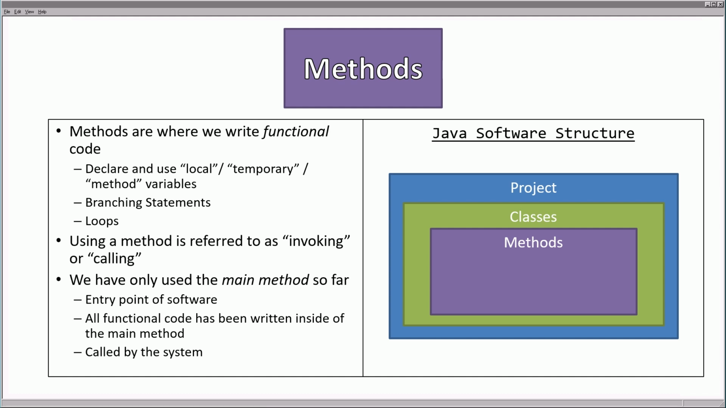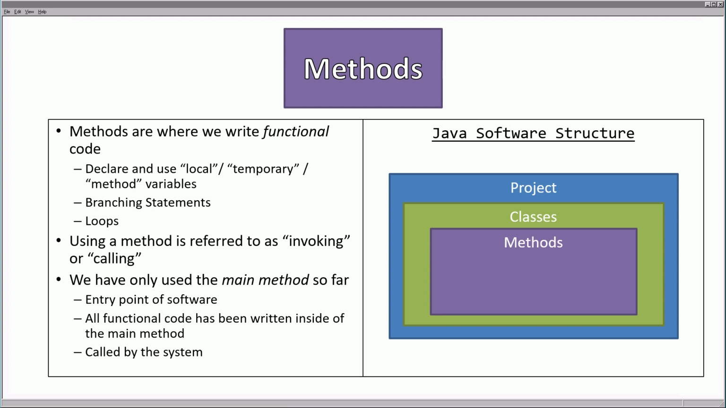Now, methods are where we write functional code, and some of that involves where we declare and use variables such as local, temporary, or method variables, which are basically the same idea. This also goes true for branching statements and loops. Essentially, everything that we've learned before, we understand that that functional code is placed inside of a method. Now, whenever we use a method, this is referred to as invoking or calling a method.